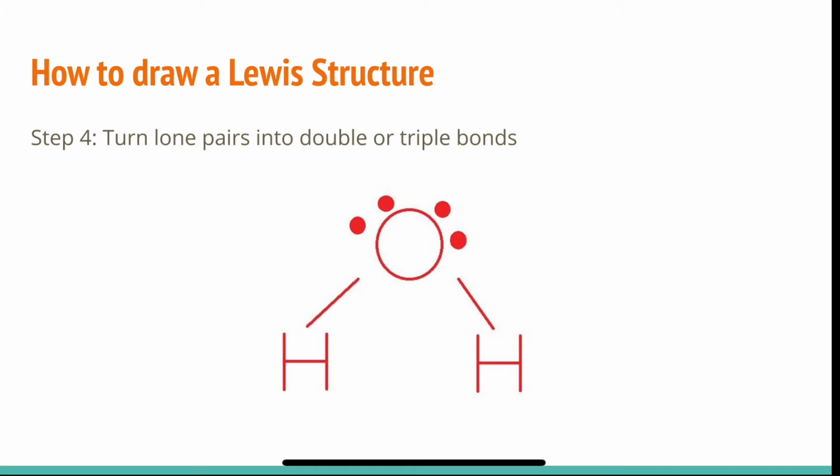Step 4 is to turn lone pairs into double or triple bonds to help all atoms achieve a full octet if they don't already. In the case of H2O, we don't have to do this since all the atoms here have already filled their valence shell.